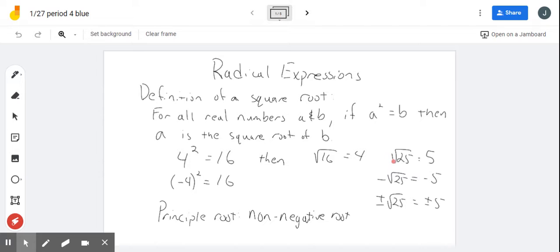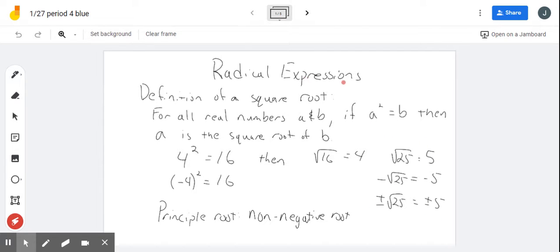So in this case, no sign, so the square root of 25 is going to be positive 5. But if they indicate that they want the negative root, so the negative square root of 25 is negative 5. Now they may indicate that they want both the positive and negative values. So the positive and negative square root of 25 could be either 5 or negative 5.